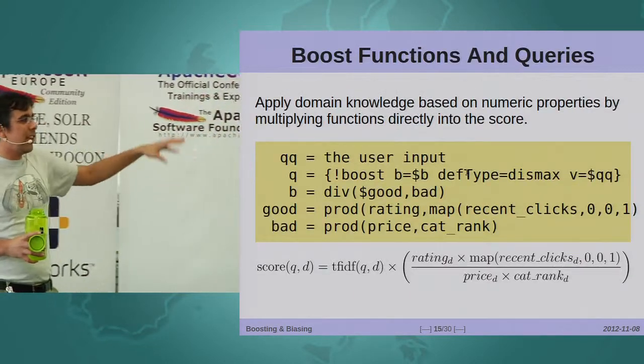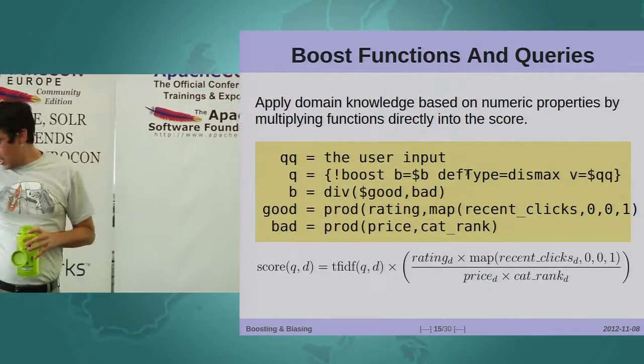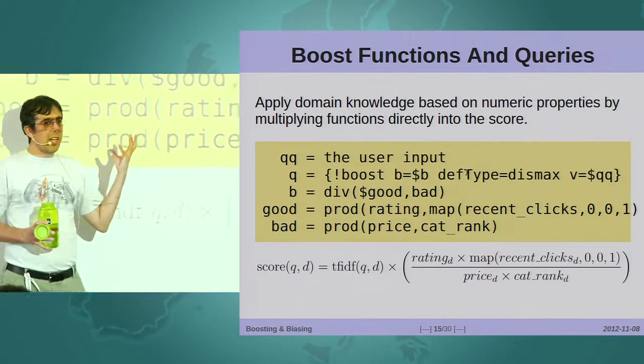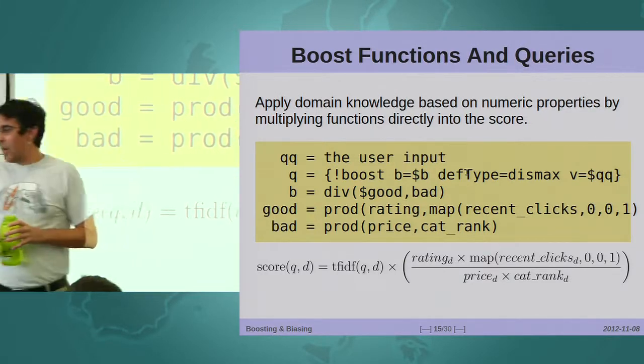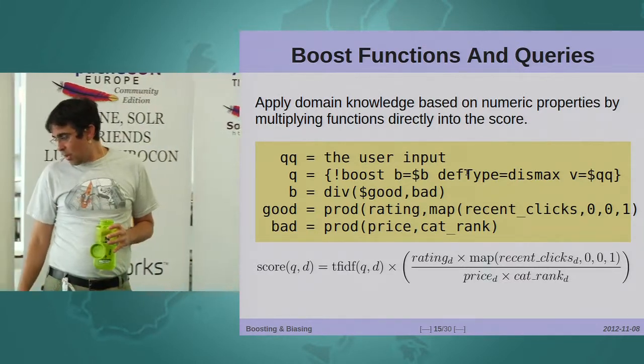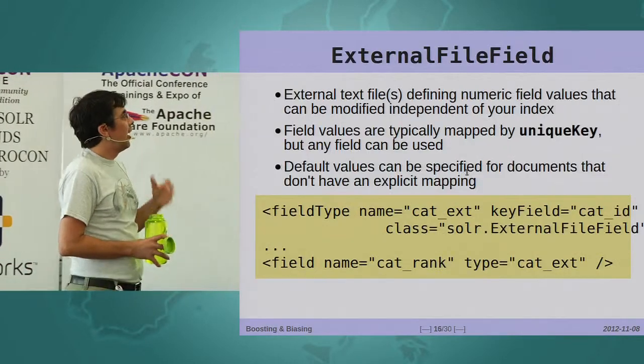So these boost functions that I talk about, these take advantage of your data. In all of these cases, when I said you've got these properties, I'm assuming they're somewhere in your index. I'm assuming these are numeric fields. But there are other things you can take advantage of, even if you don't want to do that. One of them is the external file field.